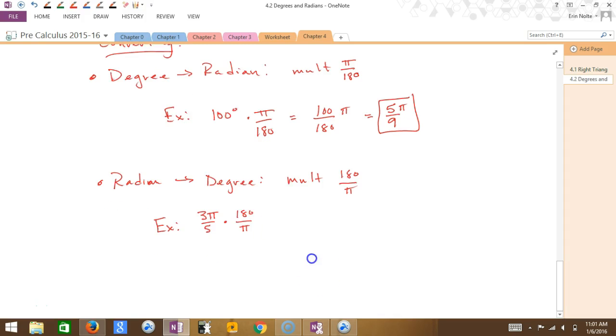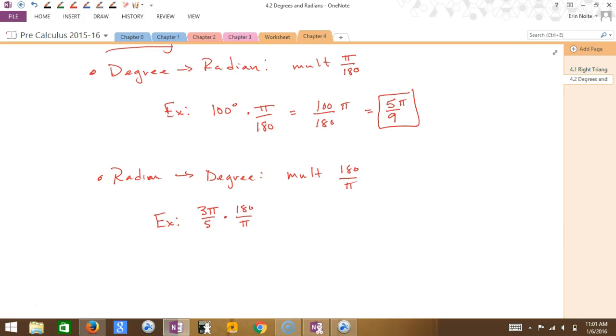So what happens in this scenario? Pi goes away immediately. Boom, adios. Pi over a pi, 1 pi on top, 1 pi on the bottom. So you have 3 times pi, not 3 pi's. 3 pi's is pi times pi times pi, that would be pi cubed. Okay, so what's 180 times 3 divided by 5? 108. Is that it? I'm going to say yes, it's mostly it.